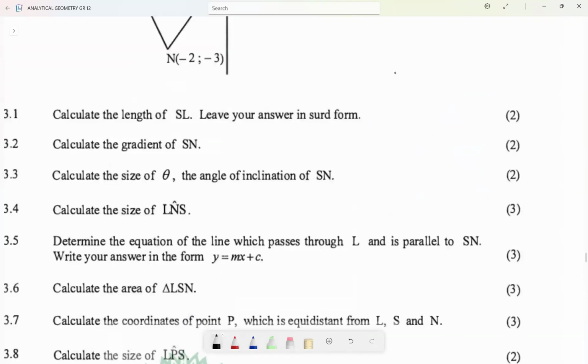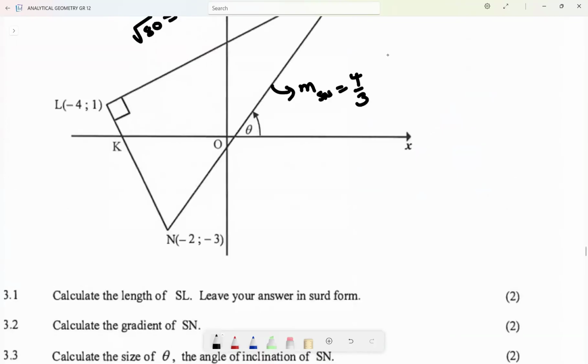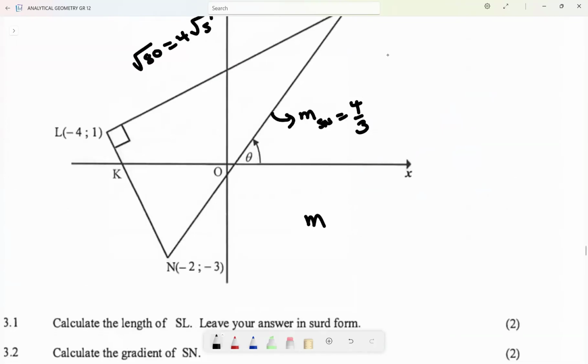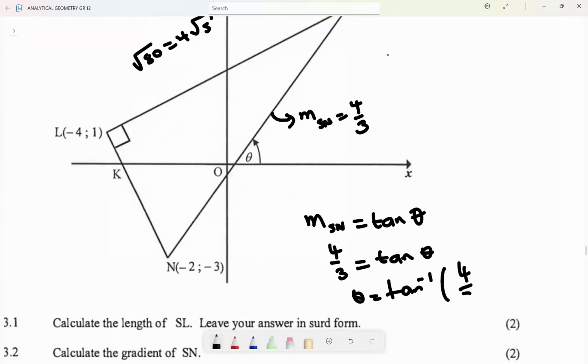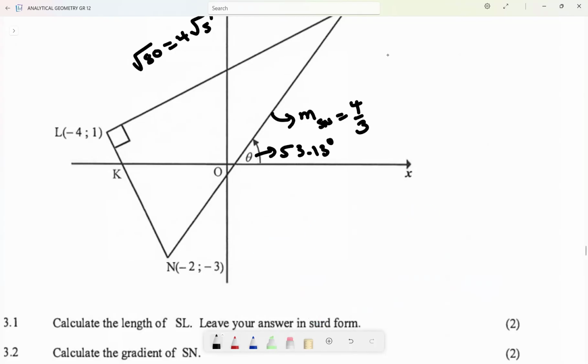Calculate the size of theta, the angle of inclination of SN. We know that the gradient of SN is equal to tan of the angle, which is theta. So 4 divided by 3 is equal to tan theta, and then theta is arctan of 4 divided by 3, and we get something like 53.13 degrees. I'm moving on.